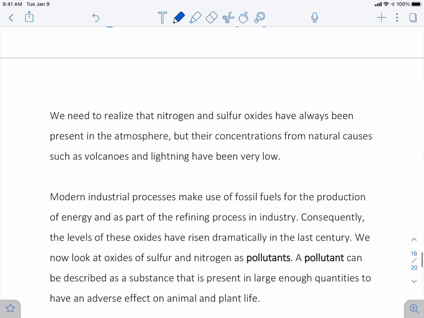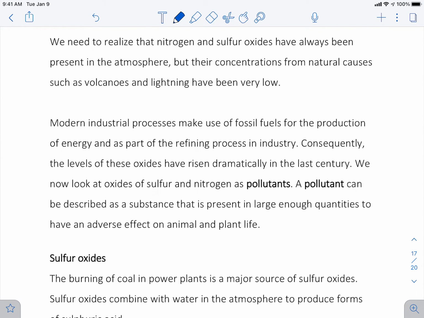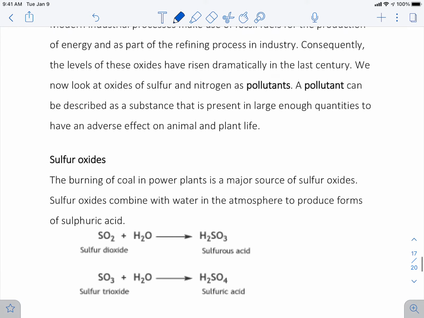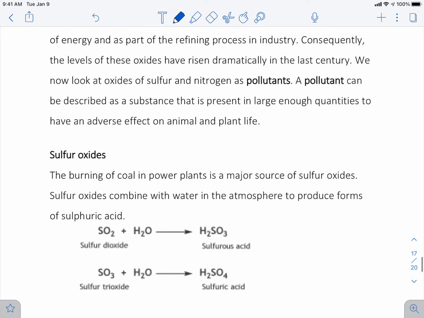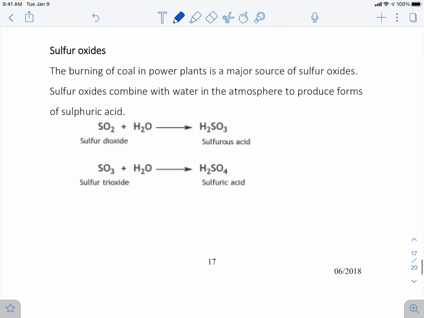We need to realize that the nitrogen and sulfur oxides have always been present in our atmosphere, but the concentration from natural causes like volcanoes and lightning are very low. Modern industrial processes make use of fossil fuels for production of energy and as part of the refining processes in industry. Consequently, the levels of oxides have risen dramatically in the last century. We now look at oxides of sulfur and nitrogen as pollutants. A pollutant can be described as a substance that is present in a large enough quantity to have adverse effects on animal life.